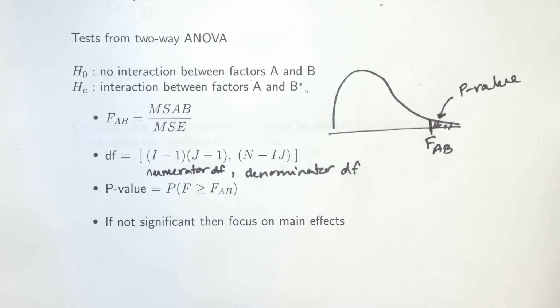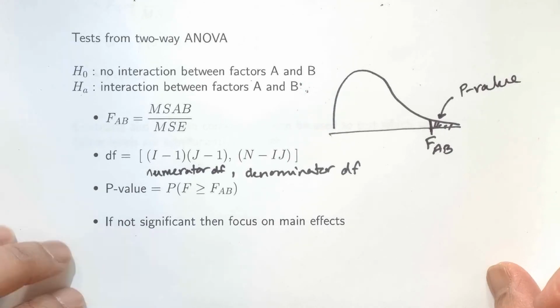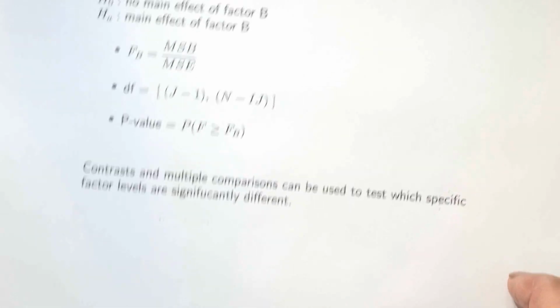p-value. If there is not a significant interaction, then we're probably more interested in focusing on what those main effects are. If there is an interaction, then we would want to look further into understanding the nature of that interaction.